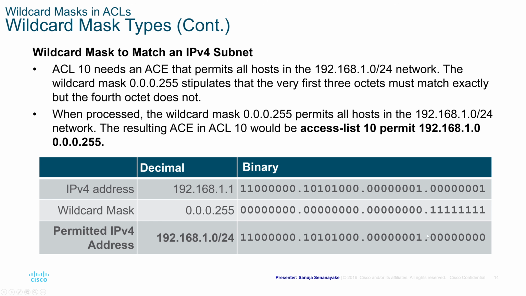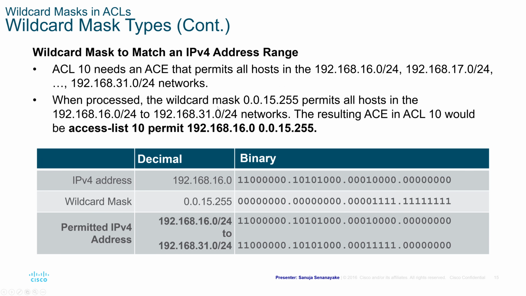So this table gives you an idea about that. The opposite match, right? So that's what's happening here. Another type is called the wildcard mask to match an IPv4 range. So this is another final type of wildcard mask types.